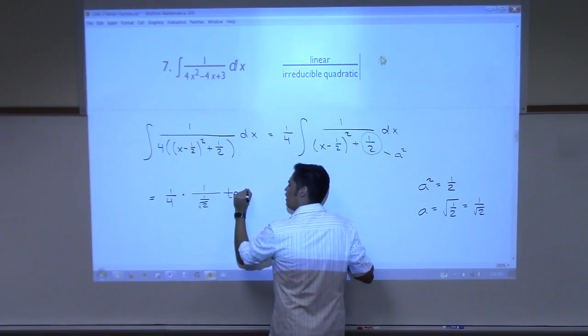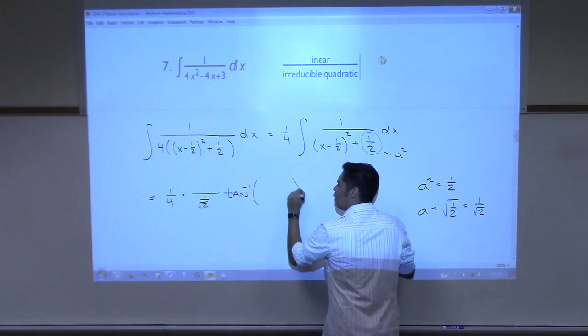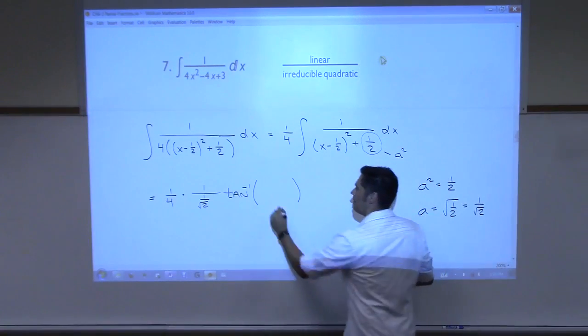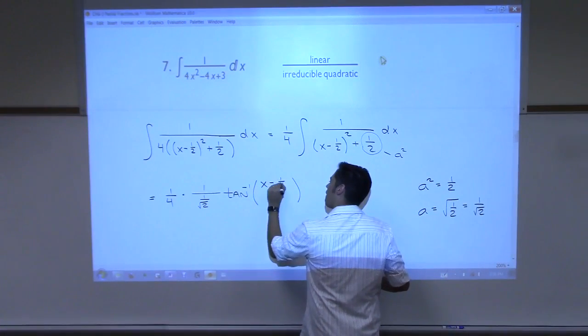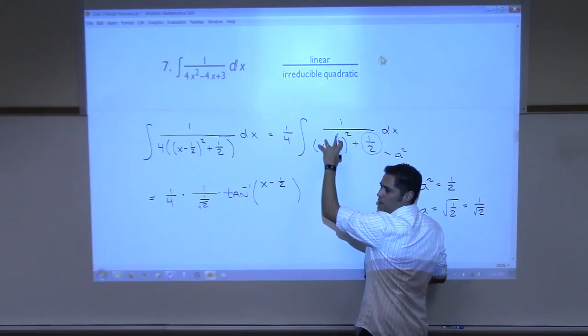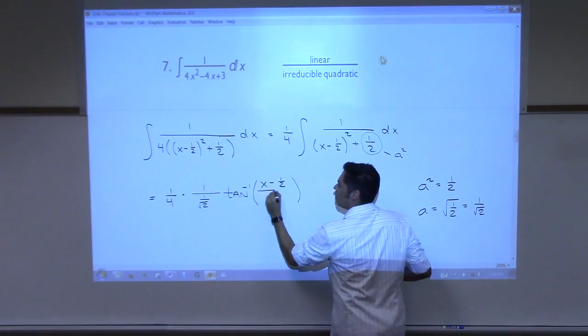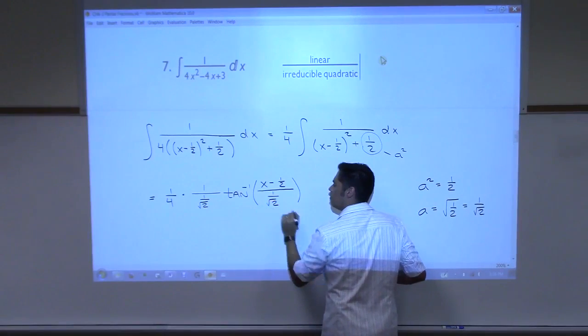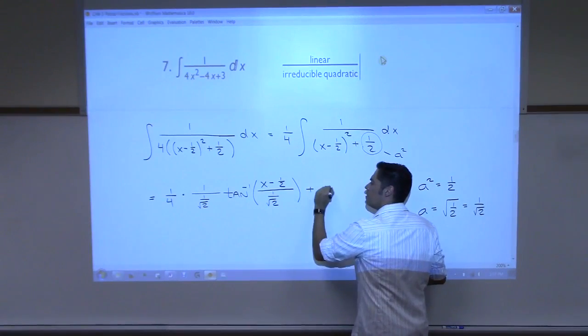Arctangent of x minus a half. That's kind of like the U, right? U over A again. 1 over root 2 plus C.